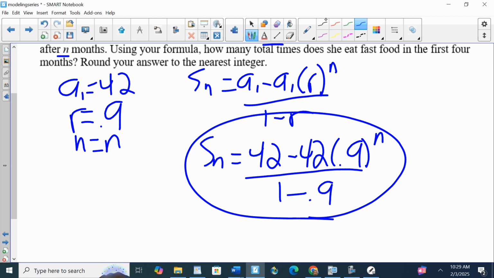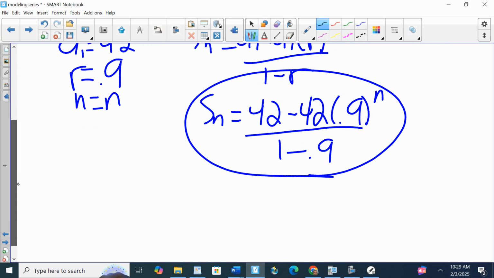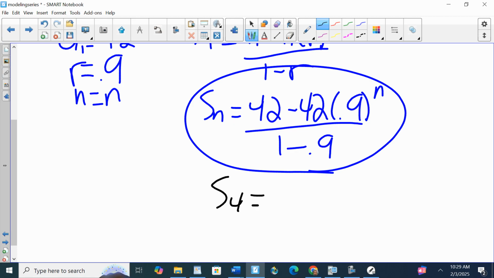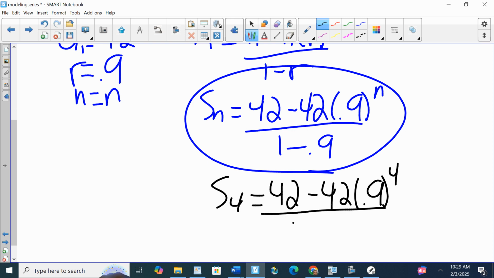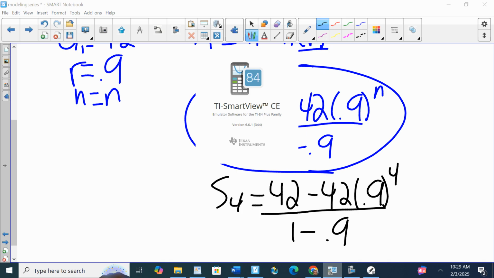Now the follow-up question. How many total times does she eat fast food in the first 4 months? So n is 4. So now I'm going to substitute 4 in for n. S4 equals 42 minus 42 times 0.9 to the 4 over 1 minus 0.9. Looks like my calculator is frozen. That's not good.